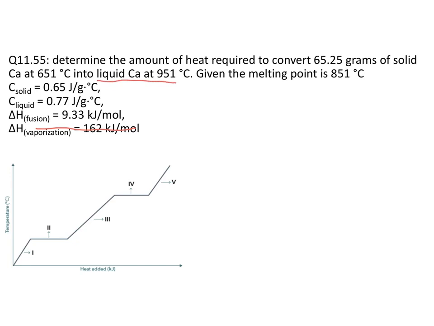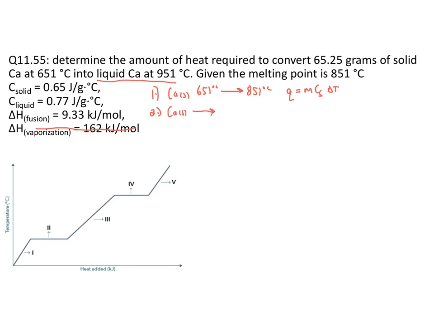So taking a look at the calculations that we have to do, I'm starting off with solid calcium at 651 degrees Celsius. I need to heat that up to the melting point. So I need to heat it up to 851 degrees Celsius. And for that, I'll need Q equals mc delta T.